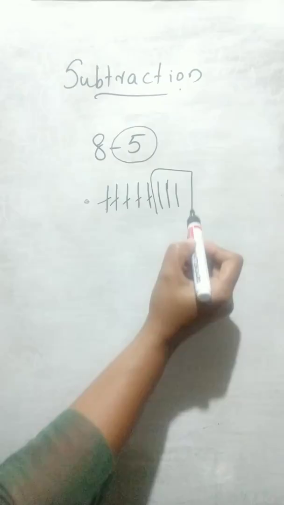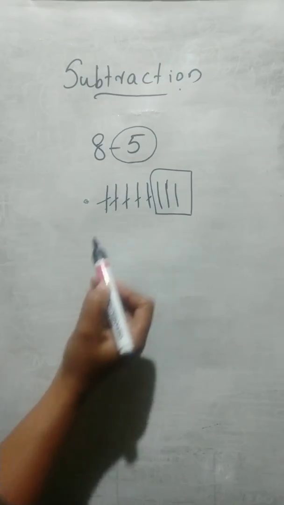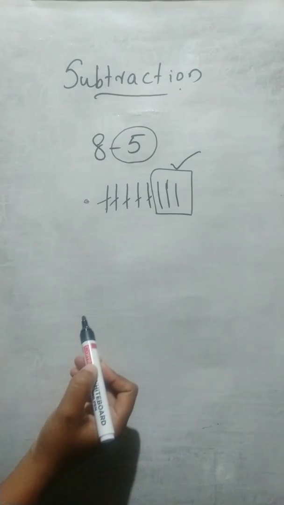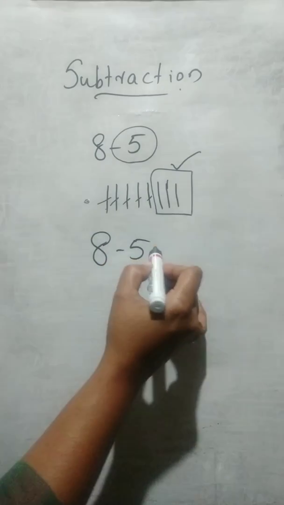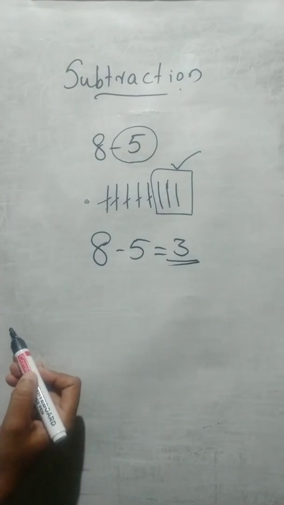So the remaining number, how many pencils are here? We know here 3 pencils are there. So we can say 8 minus 5 is equal to 3. Actually this is the subtraction.